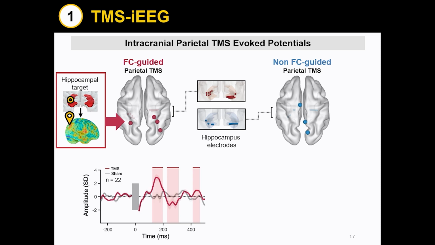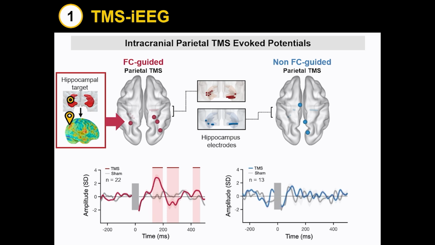Our results identified that, as compared to the sham condition, the FC-guided parietal TMS condition induced significantly stronger responses in the hippocampus in 3 time windows. In contrast, the non-FC-guided parietal TMS did not evoke similar evoked potentials.